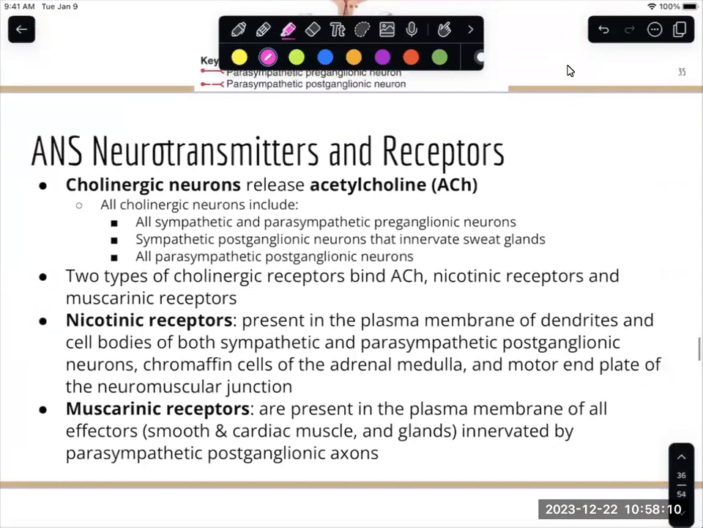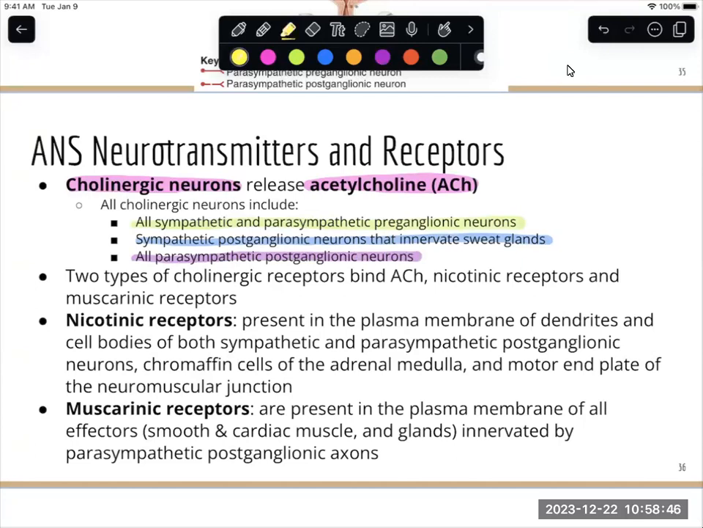So we have cholinergic neurons in the autonomic nervous system. These are what release out that acetylcholine. So all sympathetic and parasympathetic preganglionic neurons are cholinergic. Sympathetic postganglionic neurons that go to sweat glands are cholinergic. And all parasympathetic postganglionic neurons are cholinergic.